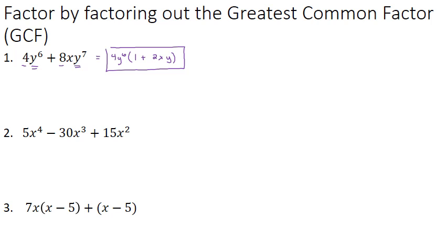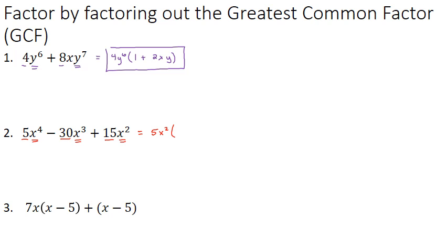So we're going to do a few more examples just like that. Number 2 and number 3 are very similar. If you look at number 2, it says you have 5x to the 4th minus 30x cubed plus 15x squared. Well, if you're looking for your greatest common factor, you have the 5, the 30, and the 15, which all have a 5 that goes into all of those. So that's my GCF. You have an x to the 4th, an x cubed, and an x squared. Since you have to take out what's in common, they all have at least 2 x's involved, so I'll factor out an x squared.